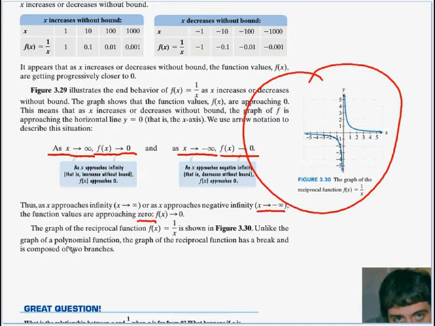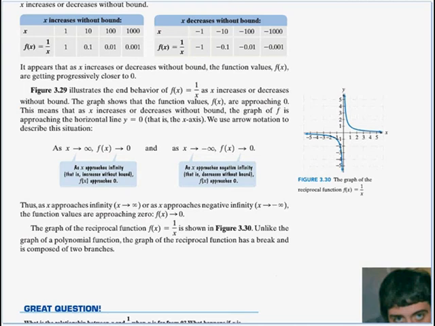The graph of the reciprocal function 1 over x is shown right here in figure 3.30. Unlike the graph of the polynomial function, the graph of the reciprocal function has a break and is composed of 2 branches. So we have this one piece up here in quadrant 1. It has x-axis and y-axis asymptotes. And over here we have a completely disconnected piece in quadrant 3, which also has the x and y-axis as asymptotes.